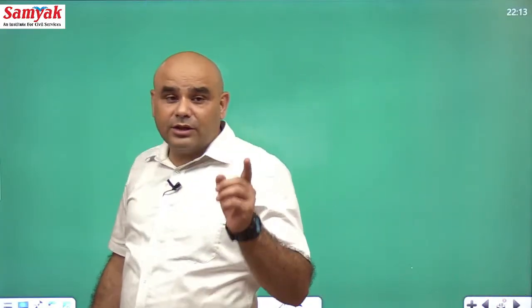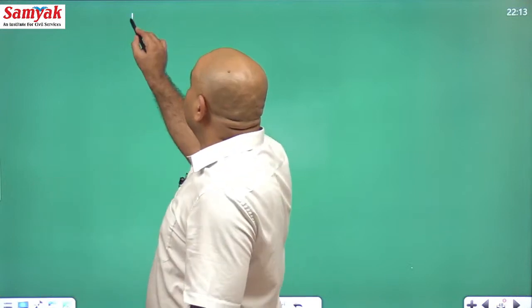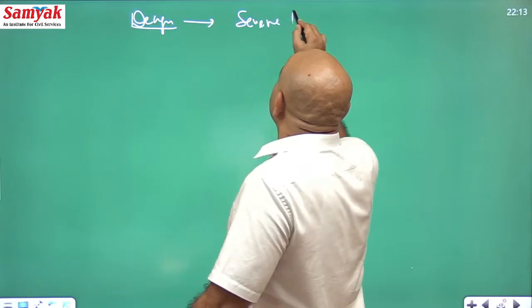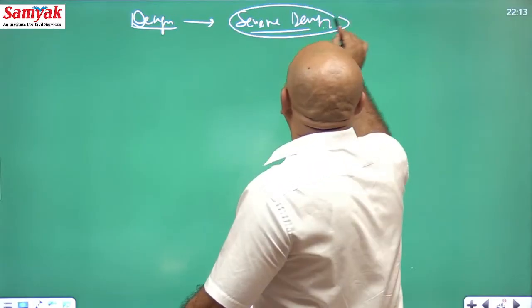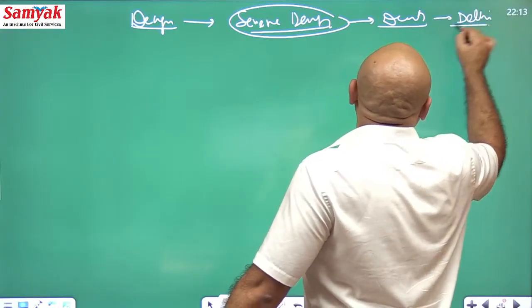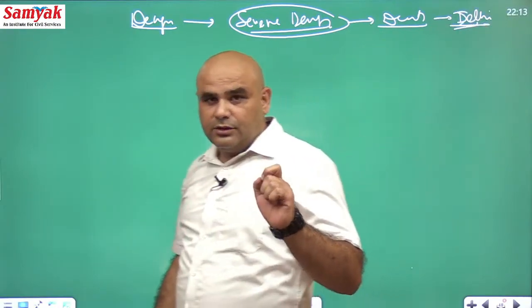We are done with, okay, one more thing you have to remember, dengue. Nowadays, there are cases of severe dengue. Severe dengue can lead to death. And severe dengue cases are reported in Delhi. Remember this thing. Don't forget.